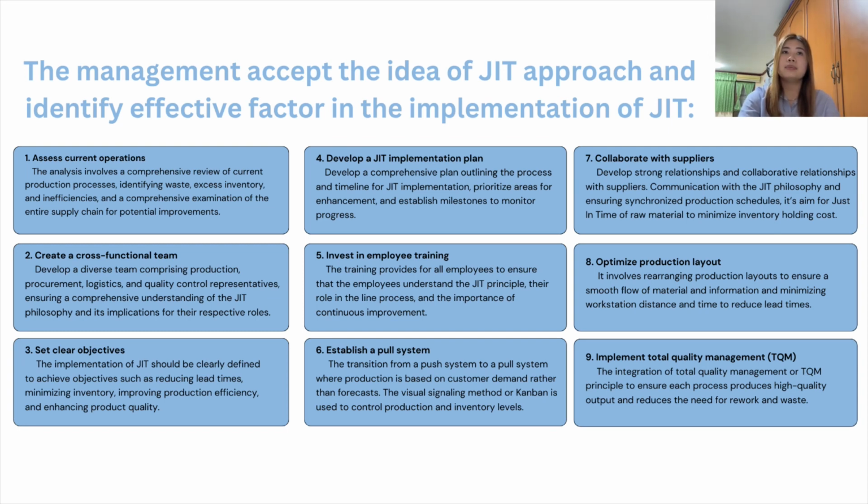Six, establish a pull system. The transition from a push system to a pull system, where production is based on customer demand rather than forecast. The visual signaling method, or Kanban, is used to control production and inventory levels.